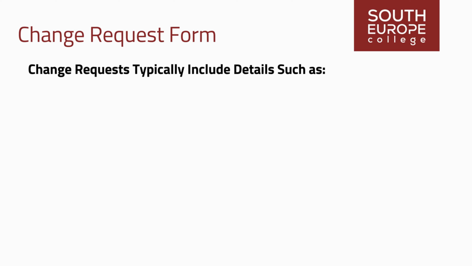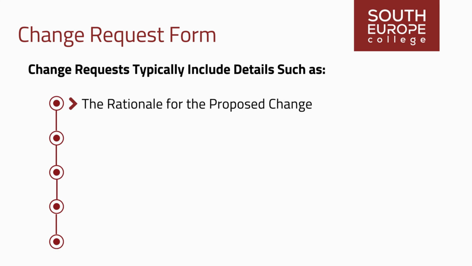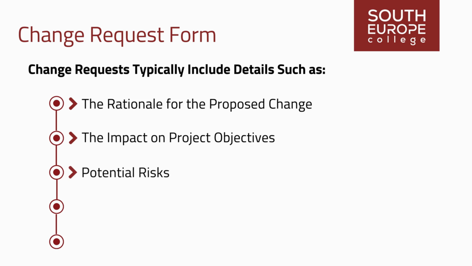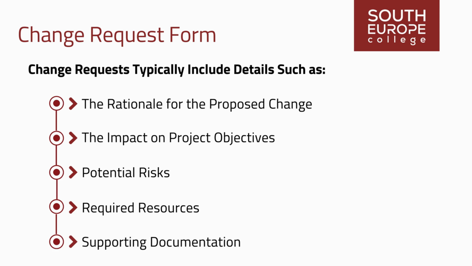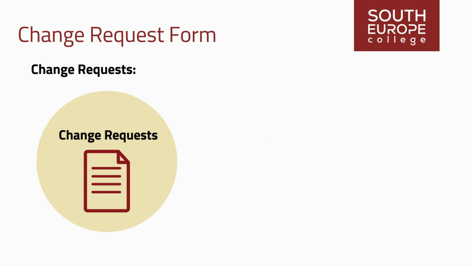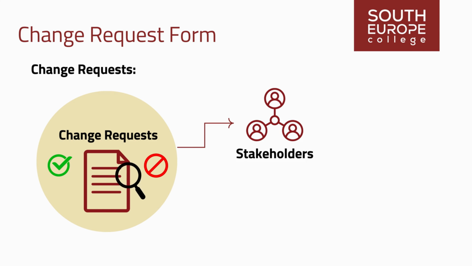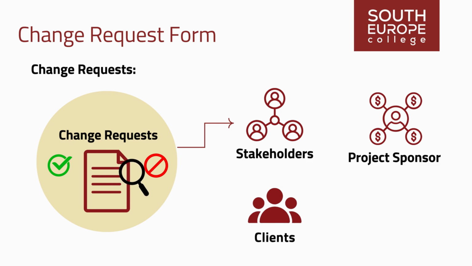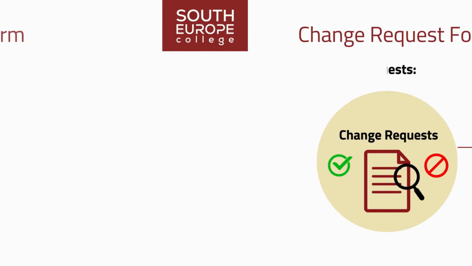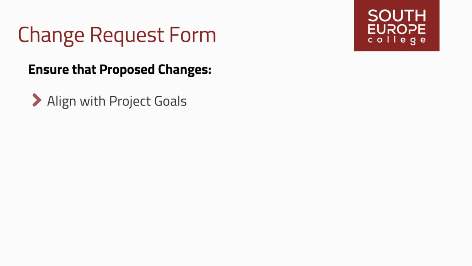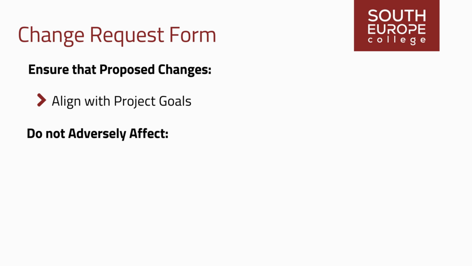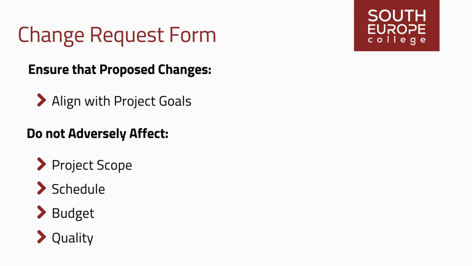Change requests typically include details such as the rationale for the proposed change, the impact on project objectives, potential risks, required resources, and any supporting documentation. Change requests are subject to review and approval or rejection by relevant stakeholders, including project sponsors, clients, and project managers, to ensure that proposed changes align with project goals and do not adversely affect project scope, schedule, budget, or quality.